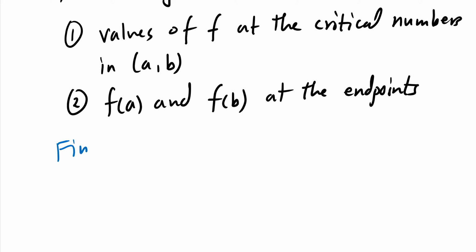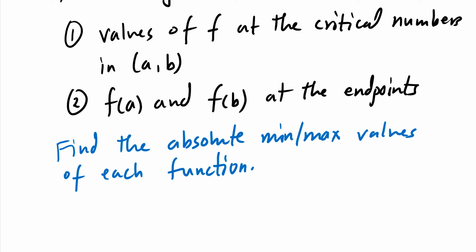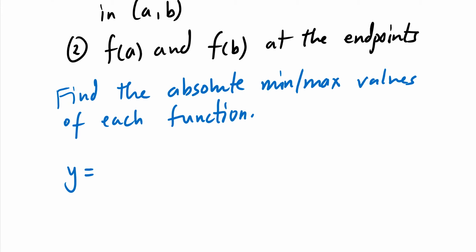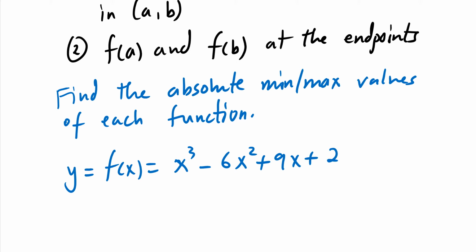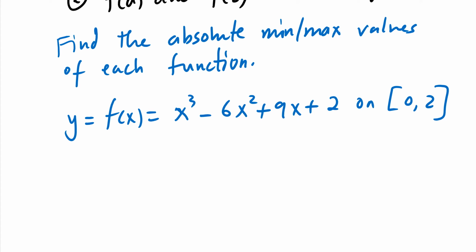So we need to find the absolute min/max values of each function. And what I'm going to do is take the first example I presented today, which was x cubed minus 6x squared plus 9x plus 2, but they added some condition here over 0 comma 2. Otherwise I can't find absolute min and max, maybe. Right? For sure we can't. It has to be a closed interval.